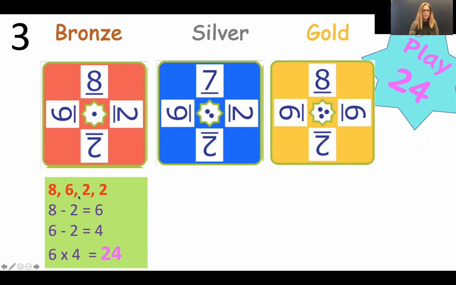Okay, so I've done the first one for you. 8 subtract 2 gives us 6. 6 subtract 2 gives us 4. 6 multiplied by 4 gives us 24. So I've used all four digits exactly once, and I've got the answer of 24. So you need to try again for silver, try again for gold. Good luck. I'm going to now go through the answers.